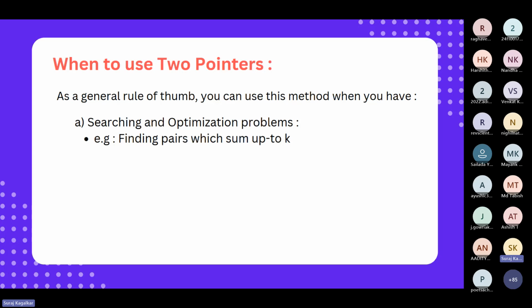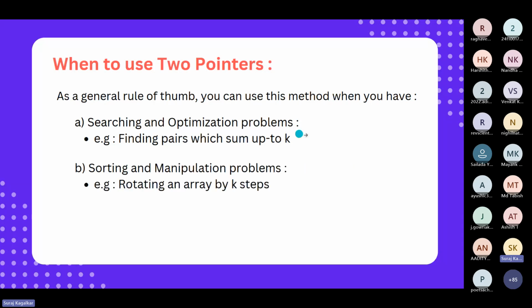Searching and optimization problems. Let's say finding pairs of values in an array with sum of 2k. Generally, it would take O of n square time if you're not implementing it efficiently, but with the two pointers approach, when the array is sorted, you can do it in O of n time. We will look at this today in the session.